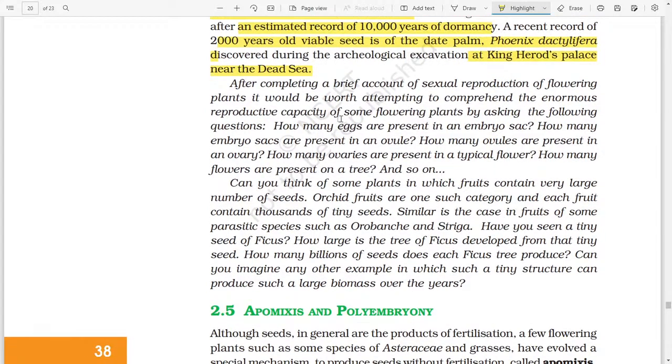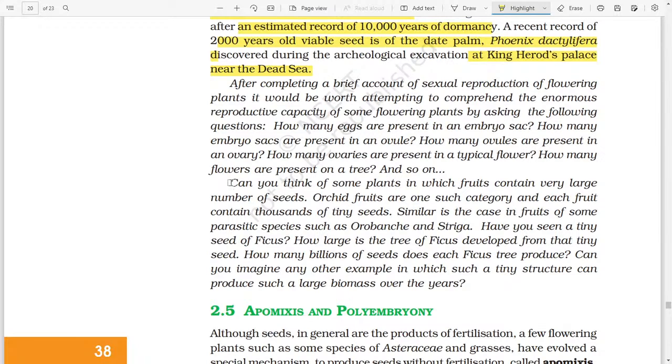After completing a brief account of the sexual reproduction of flowering plants, it would be worth attempting to comprehend the enormous reproductive capacity of some flowering plants by asking the following questions. How many eggs are present in an embryo sac? How many embryo sacs are present in an ovule? How many ovules are present in the ovary? Can you think of some plants in which fruits contain a very large number of seeds?